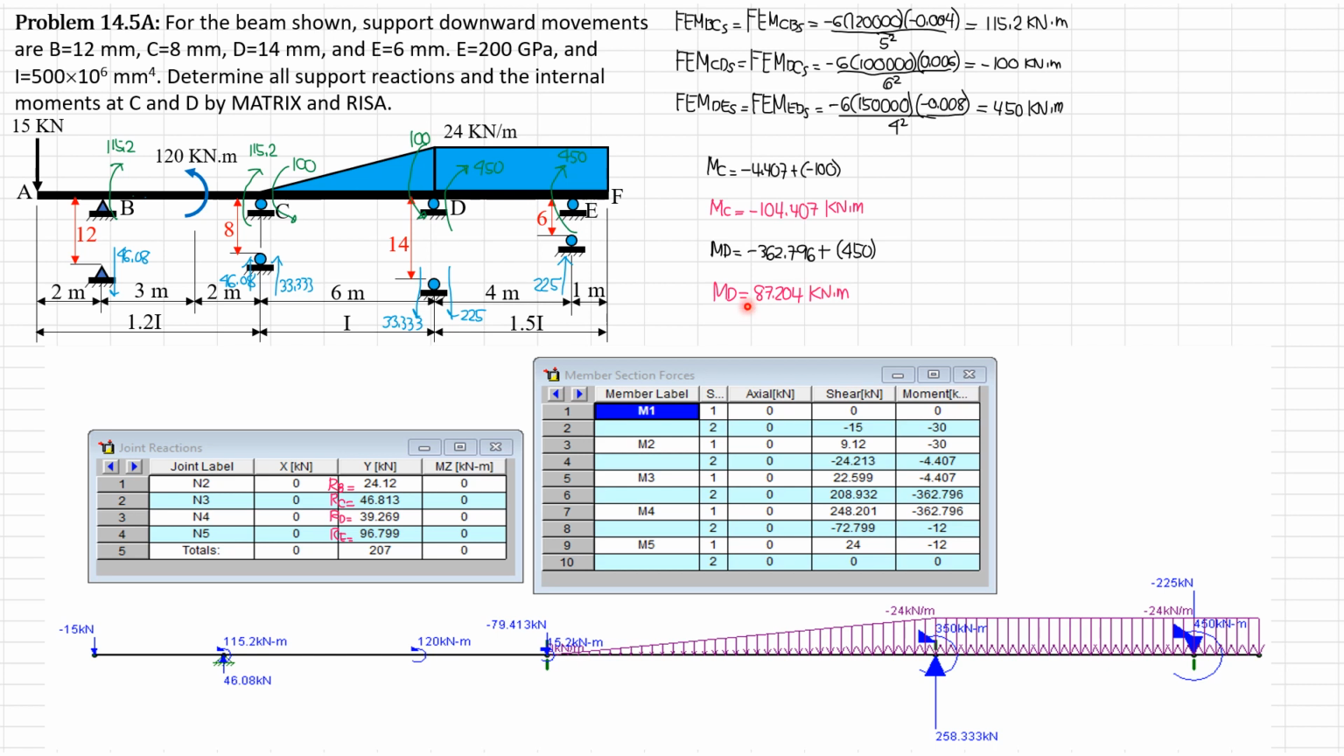That's acceptable, except for moment at D. So we have negative 362.796. Then this is clockwise, so plus 450, you will get 87.204 kilonewton meter, as compared to 87.187 in the classical methods. But that's very close. 87.204 in the software, but in the classical methods 87.187 or 19. So that's practically the same.